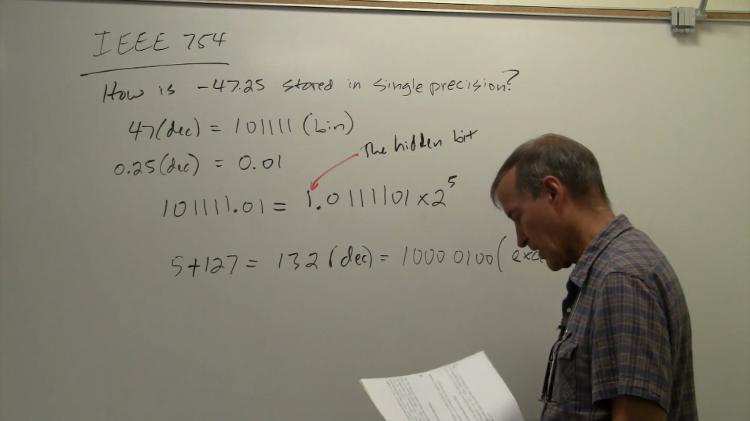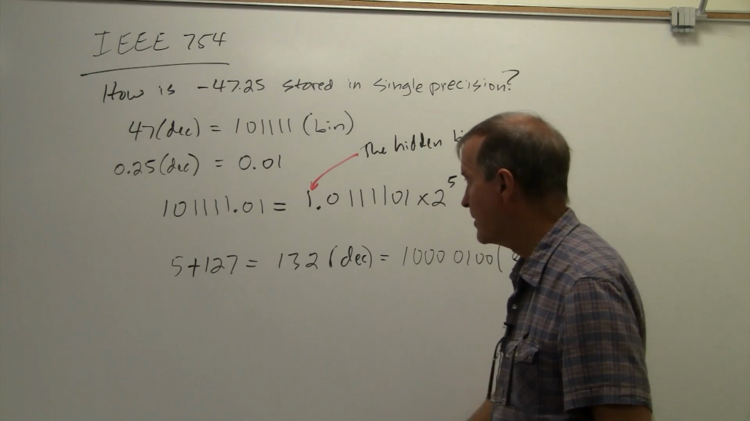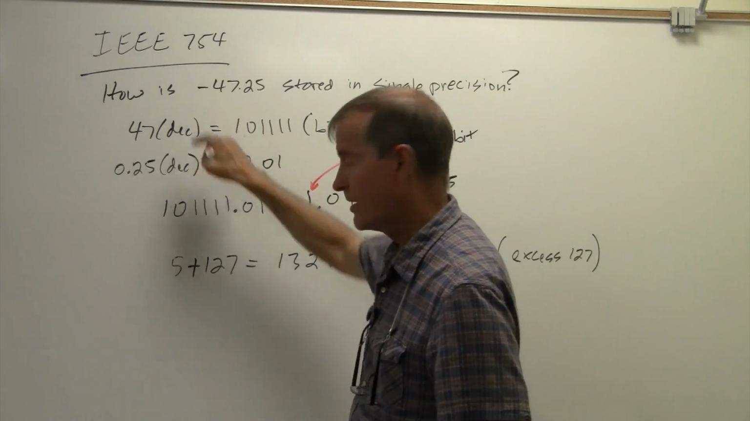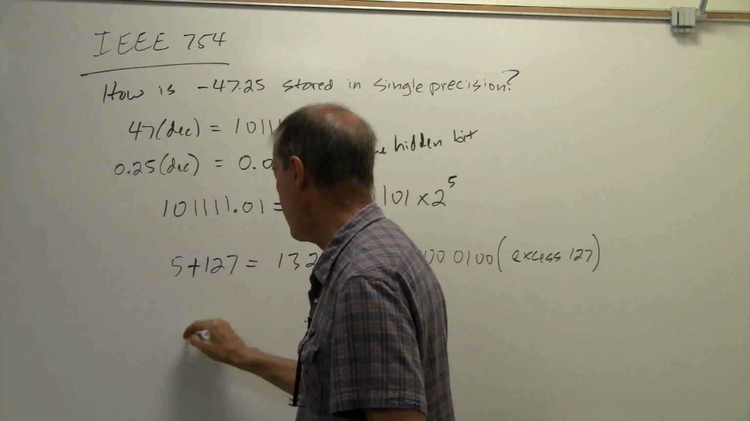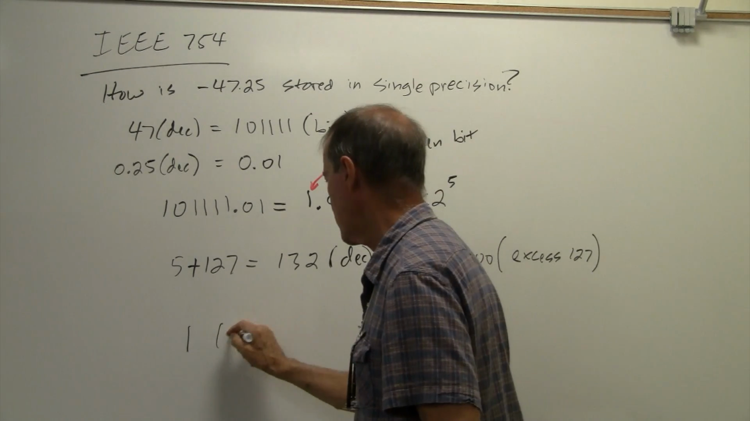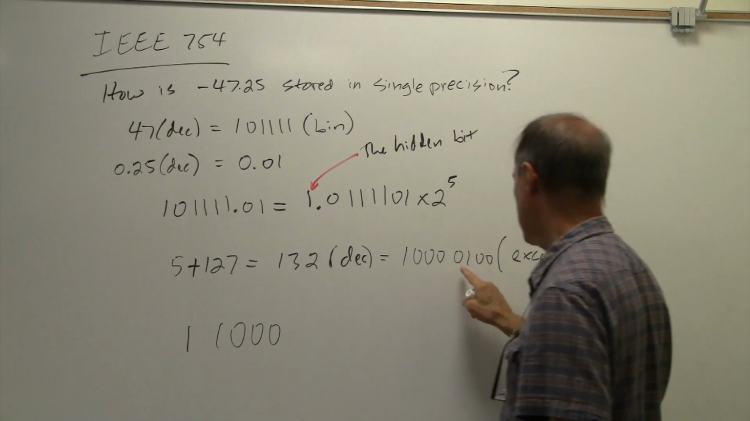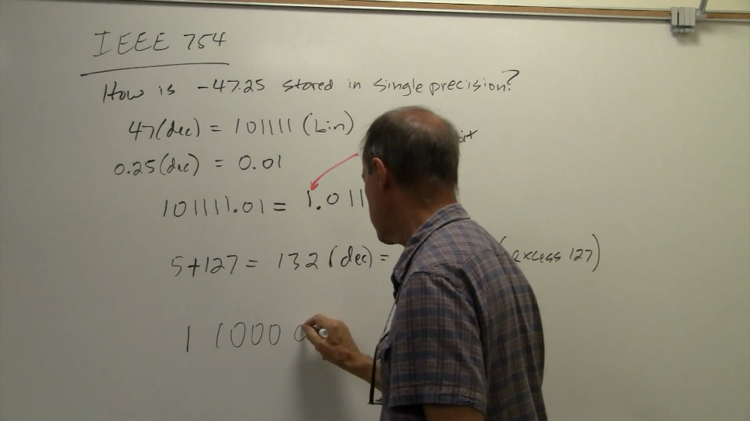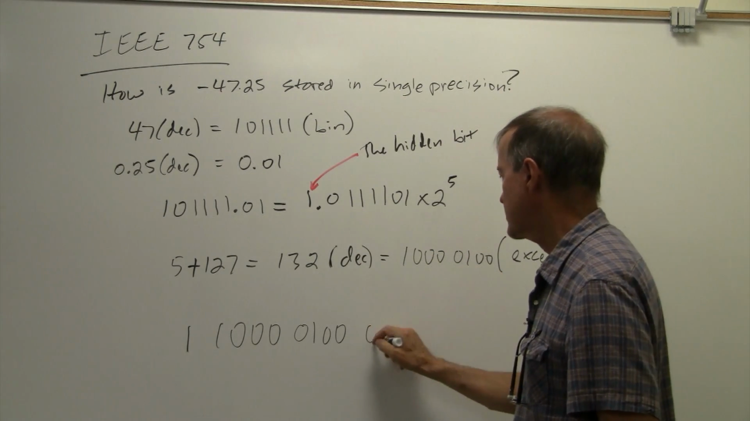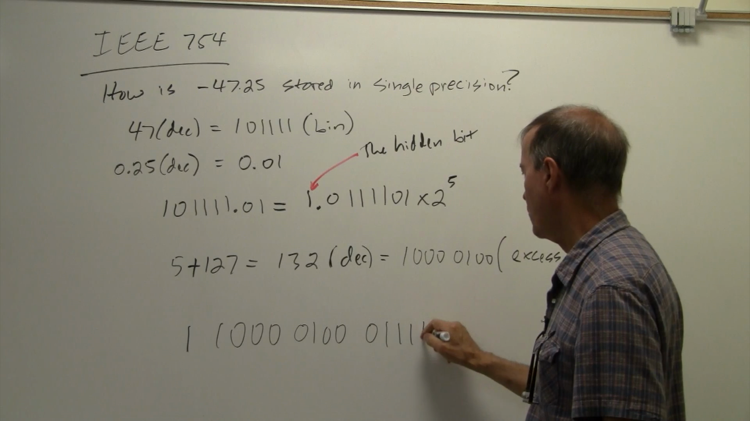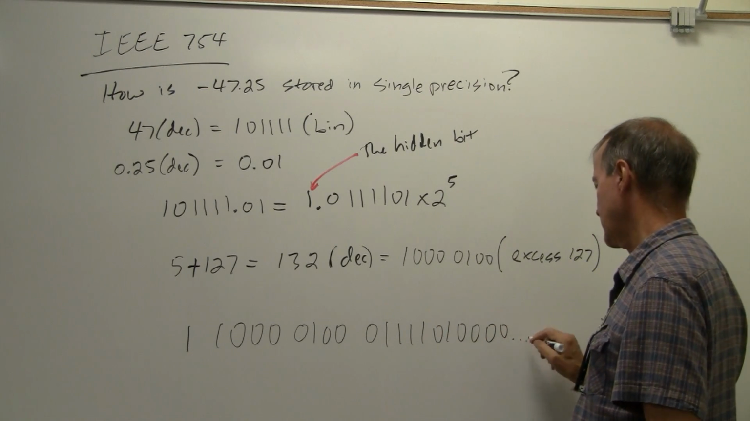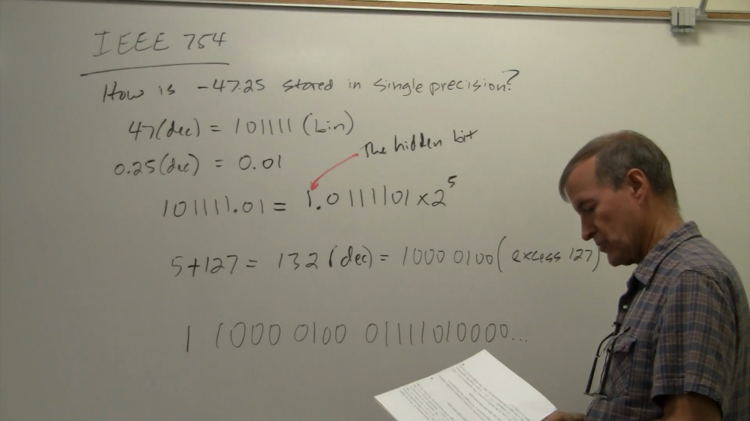So now we're ready to write down the binary. First of all, the number is negative, right? So that's 1. The exponent is 1000 0100, and then the significand is 01111010000, up to 32 bits.